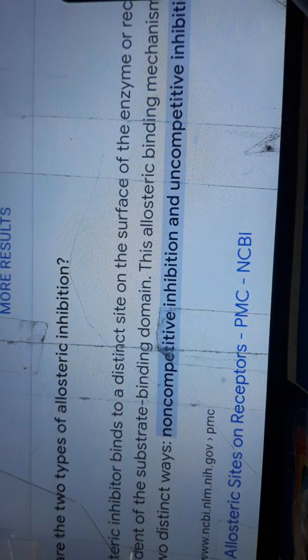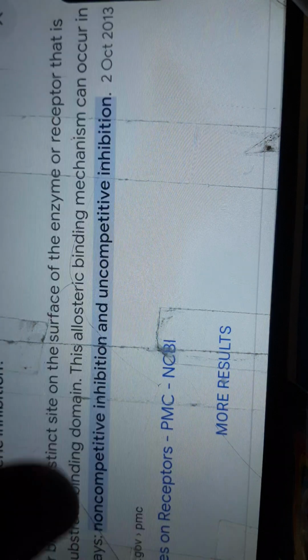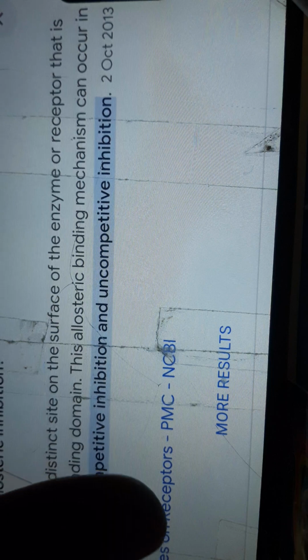What are the characteristics of allosteric enzymes? They have multiple allosteric sites. The molecules that bind to the allosteric sites are modulators or effectors. Allosteric sites are binding sites that are distinct from the enzyme's active site for substrates. What are the two types of allosteric inhibition? An allosteric inhibitor binds to a distinct site on the surface of the enzyme or receptor that is independent of the substrate binding domain. This can occur in one of two distinct ways: non-competitive inhibition and uncompetitive inhibition.